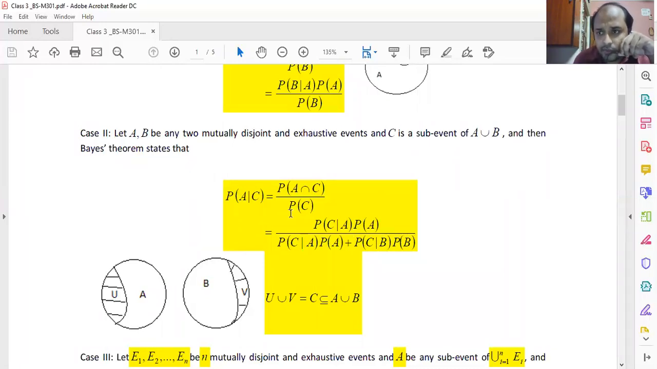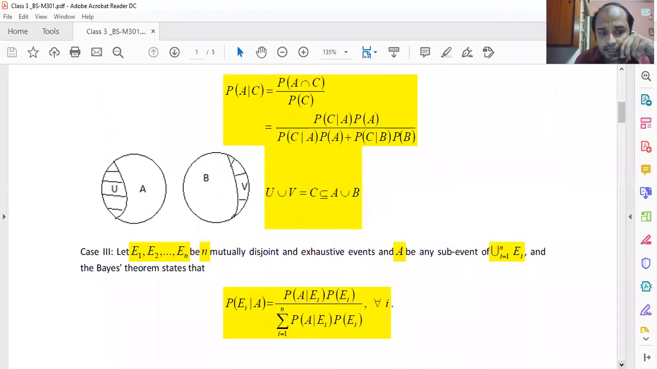Now you can ask me one question at this juncture. Can I write probability of B given C in this way? Obviously, you can do so. There will be only one change in the numerator. In the numerator, you will write probability of B intersection C instead of probability of A intersection C. But the denominator will remain the same. The numerator will change. So that can also be written. Okay. So that is one type of generalization where two mother events are there and one baby event, that is capital C. Let us further generalize this structure of Bayes theorem.